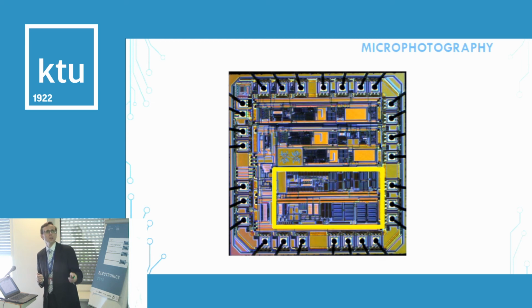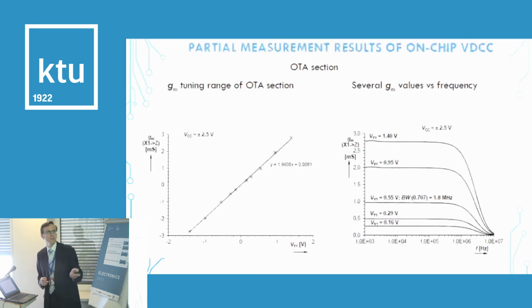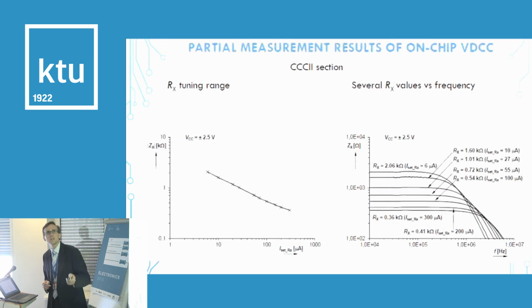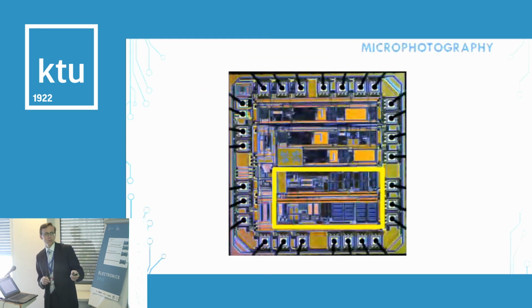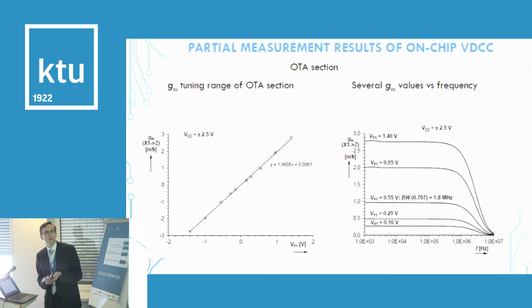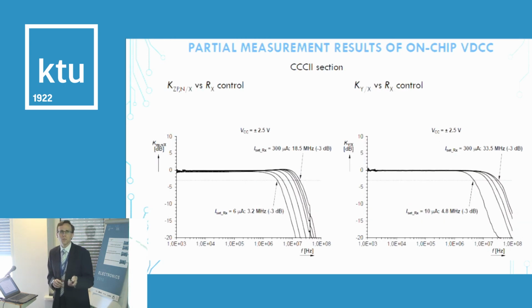So, for example, this is the tuning range of transconductance that goes to minus and plus values. These are several GM values versus frequency. And for example, this is the intrinsic resistance tuning range, also very, very large. One more slide. This is the transfer. As you can see, for example, when intrinsic resistance is controlled by this current, the minus 3 dB range is 18.5 megahertz, and so on.